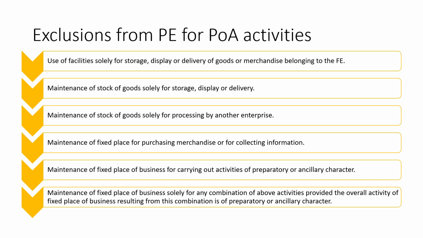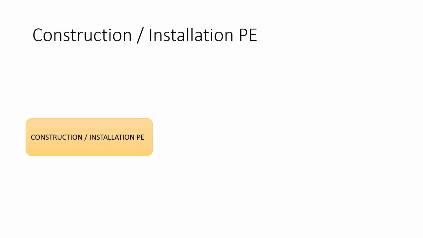The exclusion for preparatory or auxiliary activity from triggering a PE has an exception, which is known as the anti-fragmentation rule, inserted pursuant to recommendation from the OECD BEPS action. As per this rule, if activities of a foreign enterprise when combined with a closely related entity exceed the preparatory or auxiliary activity threshold, the exclusion shall not apply.